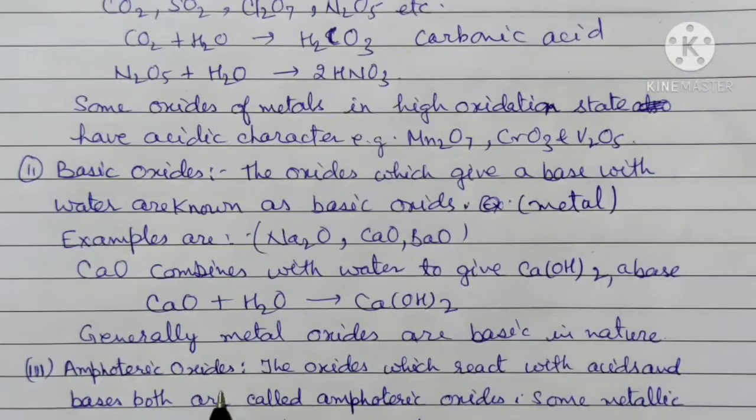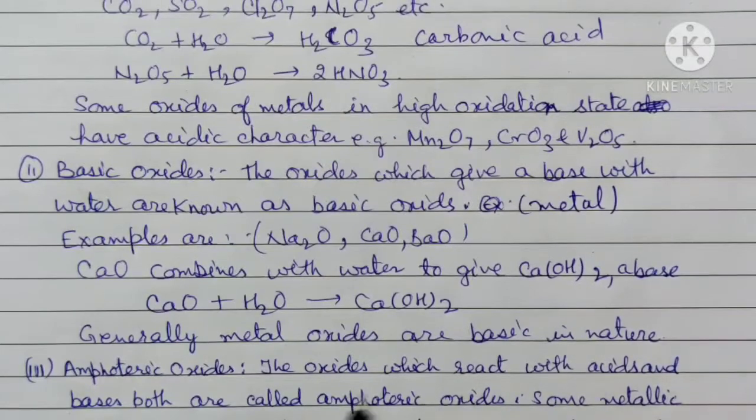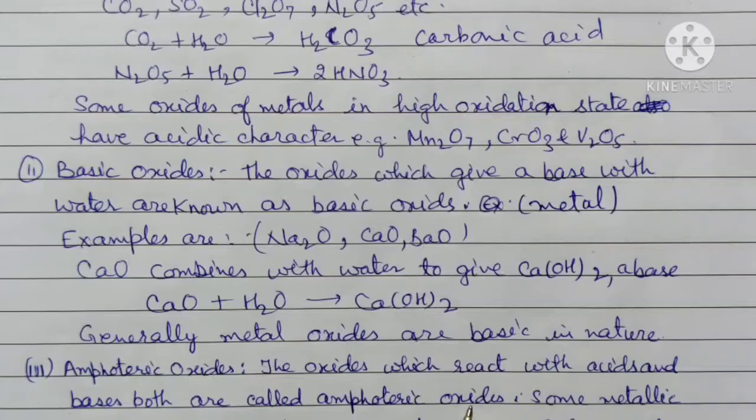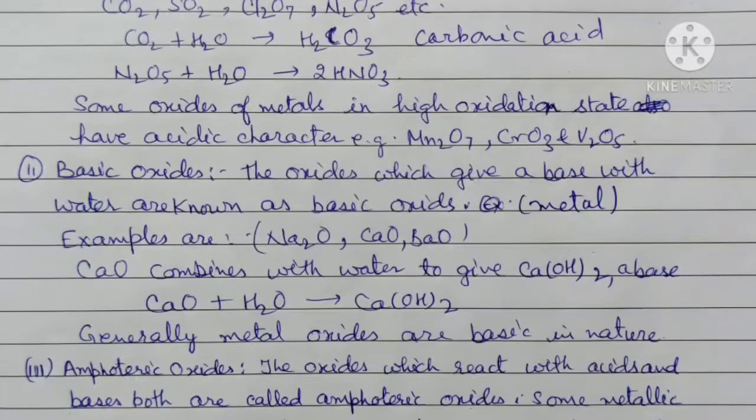The next is the amphoteric oxides. The oxides which react with acid and base both are called amphoteric oxides. Some metallic oxides are amphoteric in nature, for example, aluminum oxide, zinc oxide, and tin oxide. These are examples of amphoteric oxides.